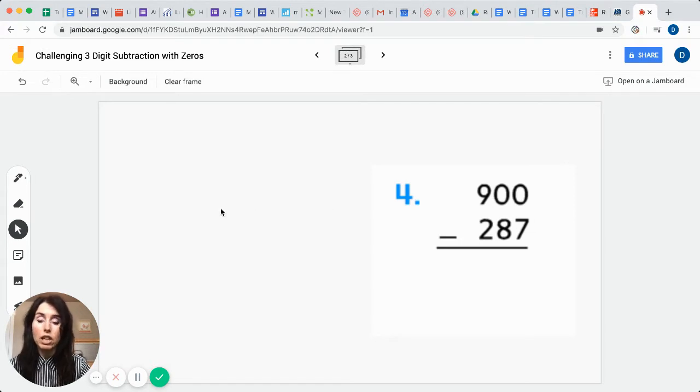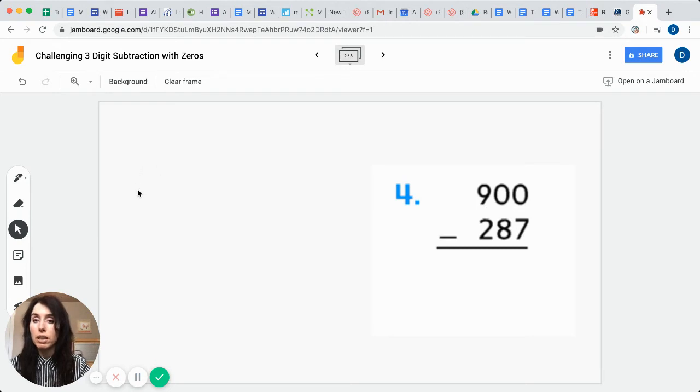Okay, so what would you do if you see a problem like question number 4 and you have 900 take away 287? What would be your first step? Talk out loud, think out loud. What would you do? Well, if you're sketching, then the first step would be, of course, to sketch what 900 cubes would look like. So I go to the hundreds place and I say to myself, how many flats do I see in the hundreds place? Well, I would see 9.